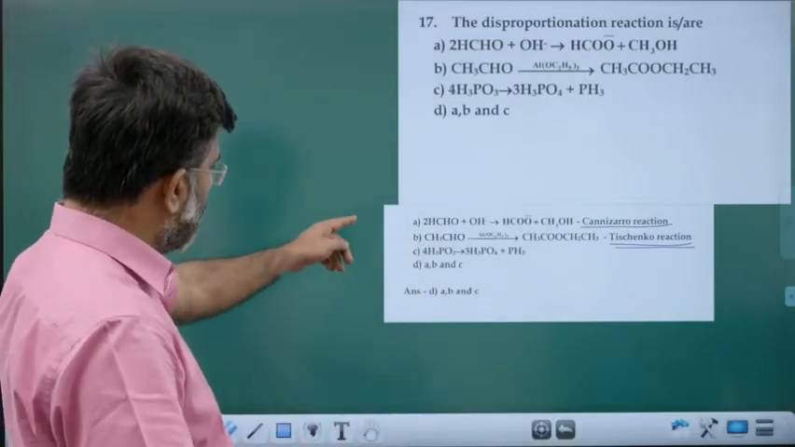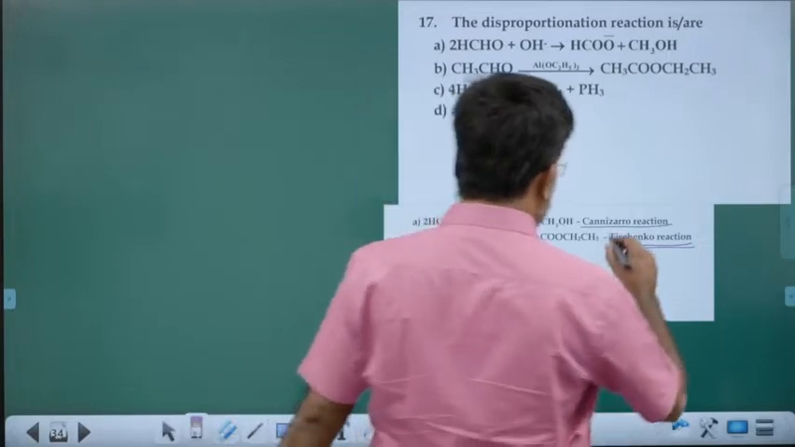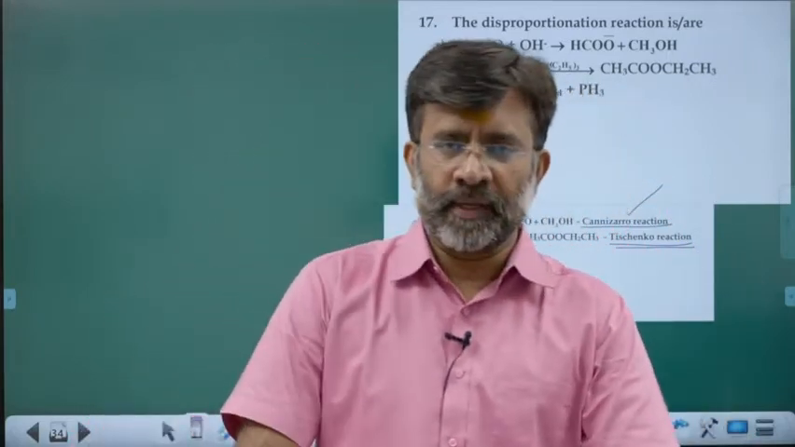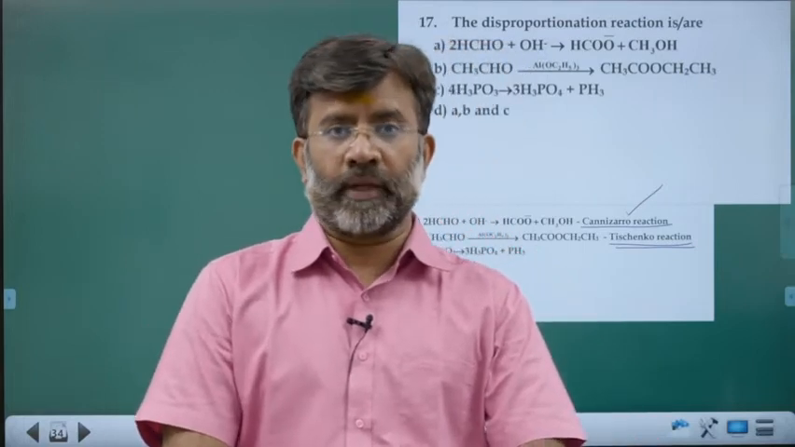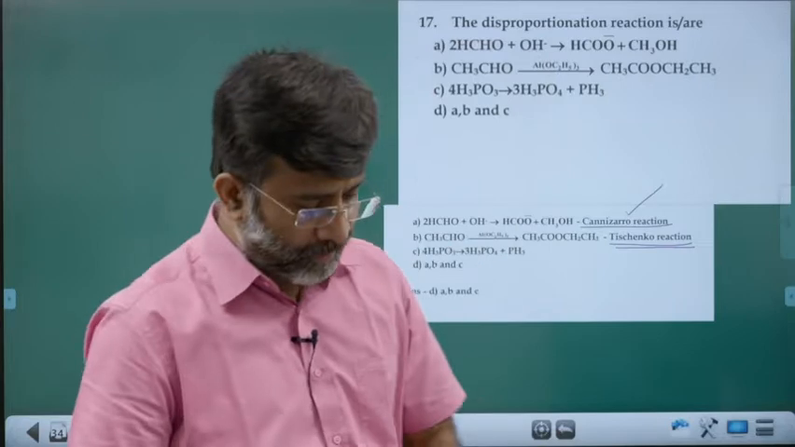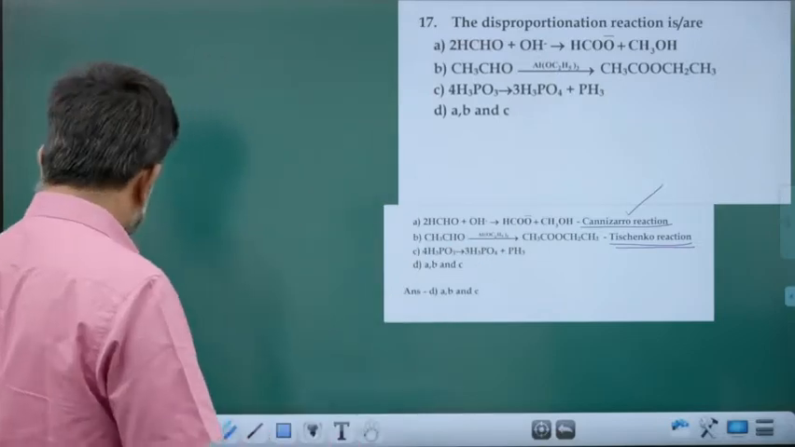Answer is A, B, C. This reaction is well studied in the 12th standard topic, organic chemistry, the very famous Cannizzaro reaction. A typical example for a disproportionation reaction. Next question.